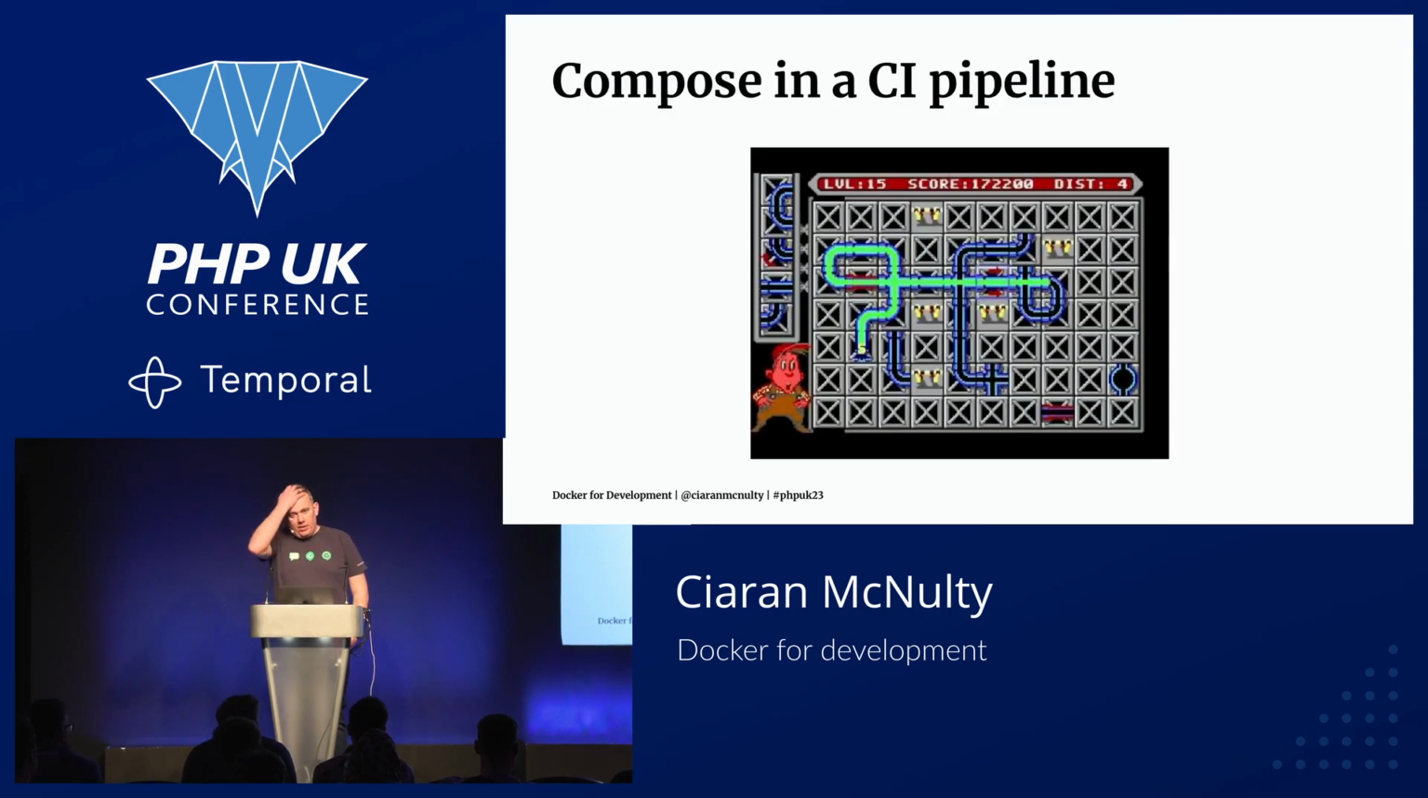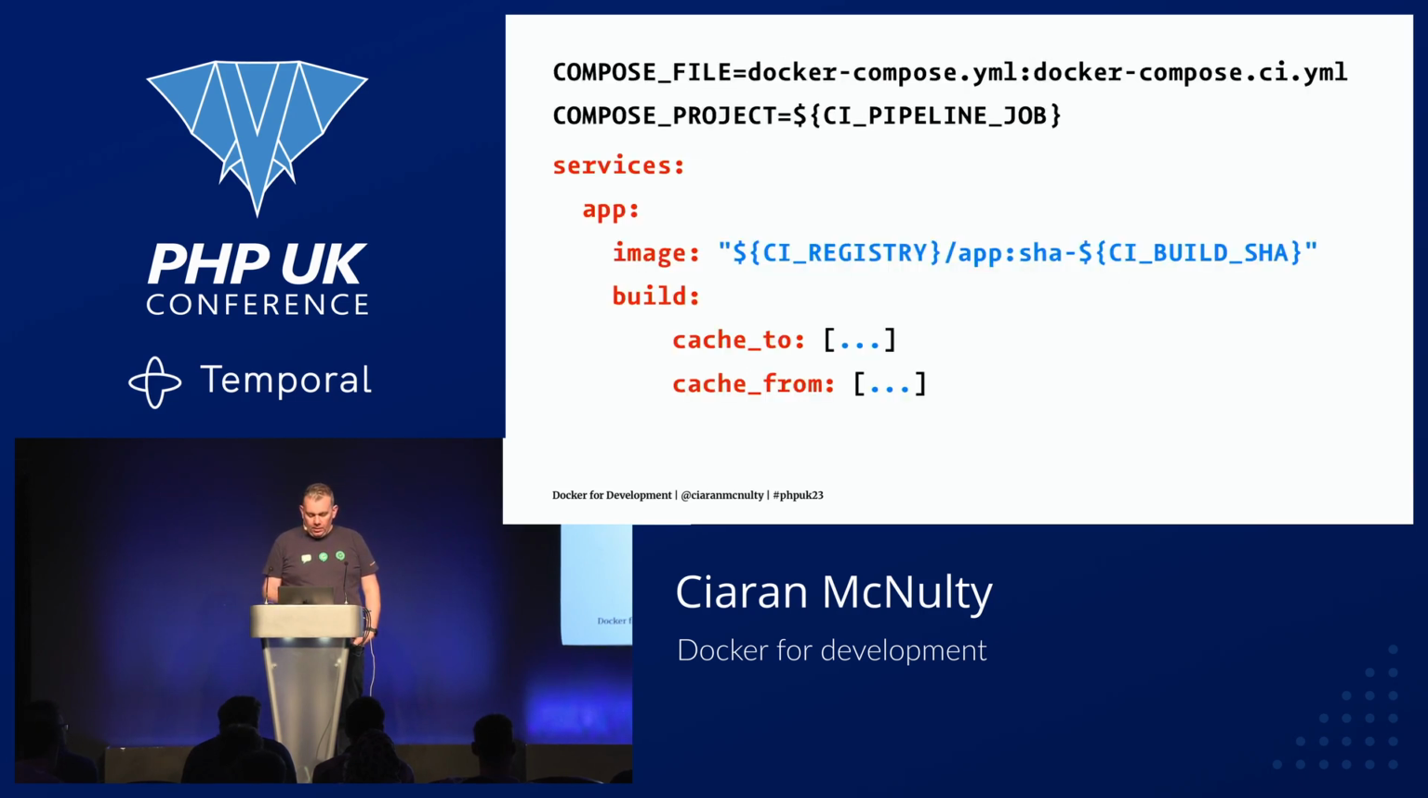Last thing I wanted to talk about was, that was for the local developer, how would you then apply that into a CI pipeline? And here's a way of doing it. Compose lets you specify more than one file to read. So if I set this compose file environment variable, Compose will take the main one that we wrote for the devs, and then we can add stuff to it that is CI specific.